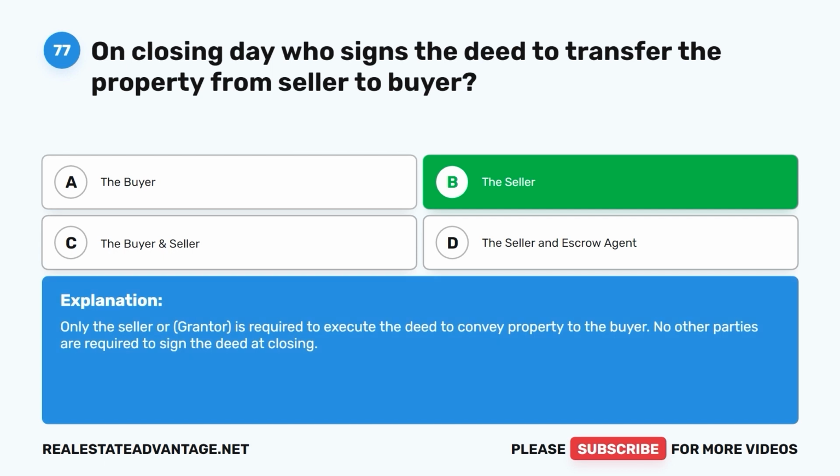Only the seller or grantor is required to execute the deed to convey property to the buyer. No other parties are required to sign the deed at closing.